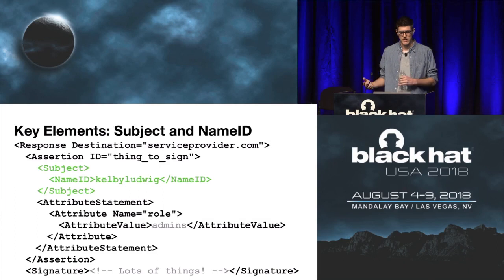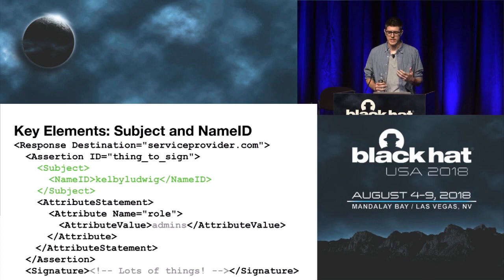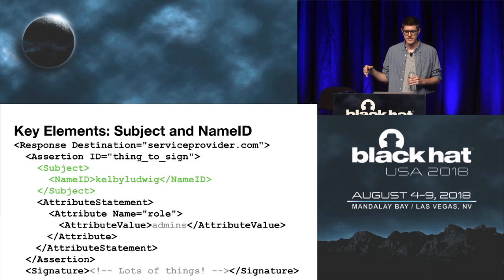The name ID is one part of the subject element and is defined as a string value that uniquely identifies a user. This could be really any identifier, but more commonly you'll see things like email addresses or usernames. SPs very often end up using this name ID in order to identify what user they want to authenticate when they receive a SAML message.